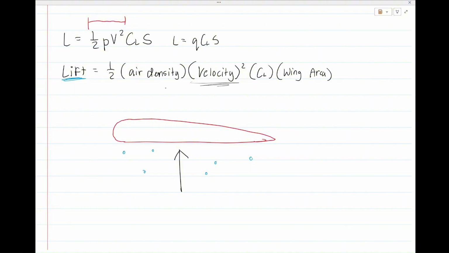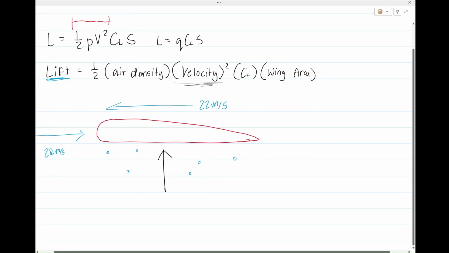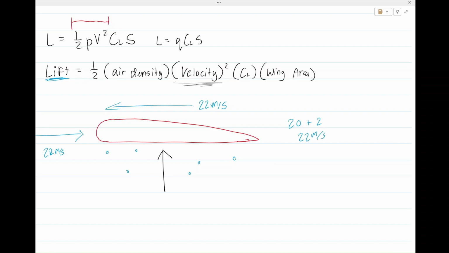Next, velocity squared. The important thing to realize is this velocity is talking about how fast your wing, or in this case your airfoil, is going into the relative air, right? Let me explain. You can go into the wind at like 22 meters per second, or the wind can come at you at 22 meters per second, right? Or, you're going forward at 20 and there's 2 meters per second of headwind, and that should add up to 22 meters per second. And all of these things have the same effect.